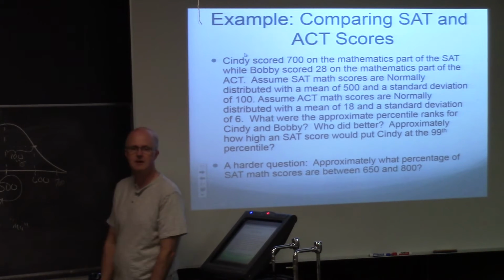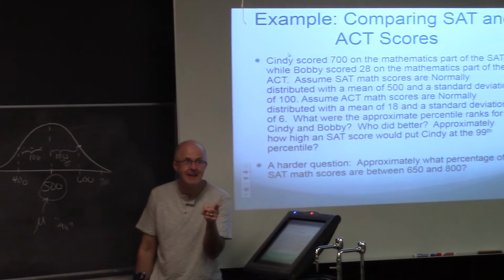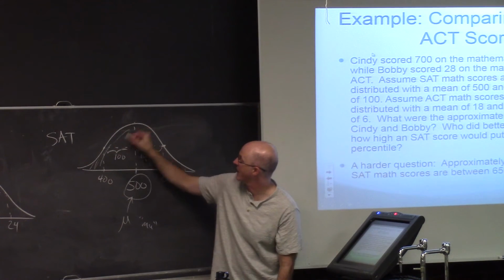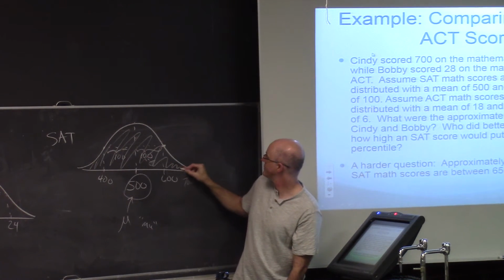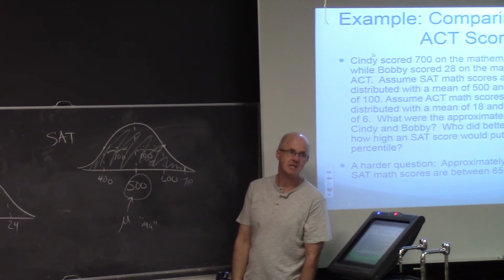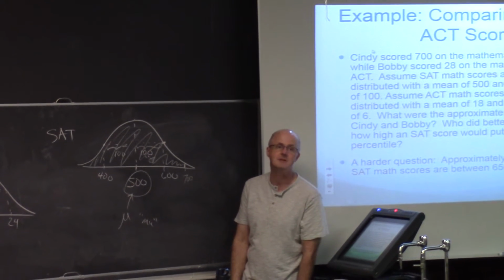What's her percentile rank? Here's the key. Listen real carefully. The percentage of people who scored lower than her is the area under this curve to the left of 700, which is most of it. She had a very good score. Probably 95th, 96th, 97th, or 98th percentile, perhaps. I'm guessing.